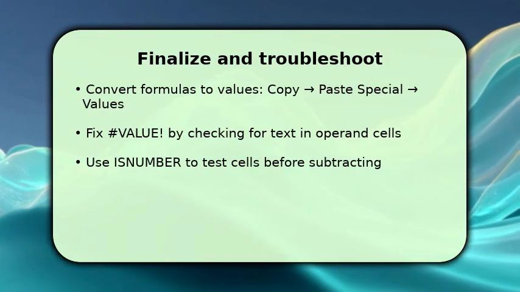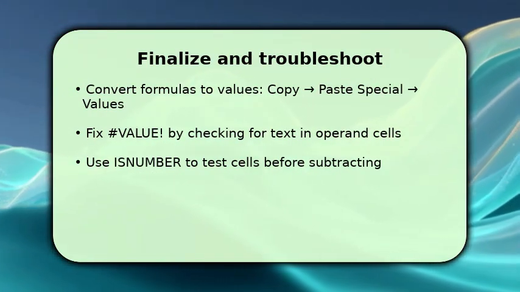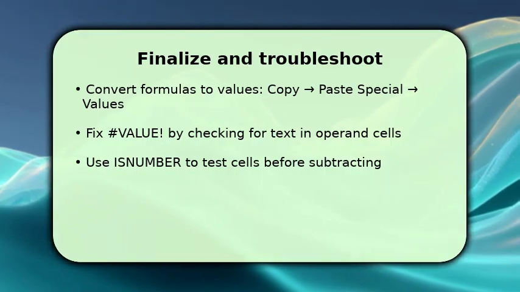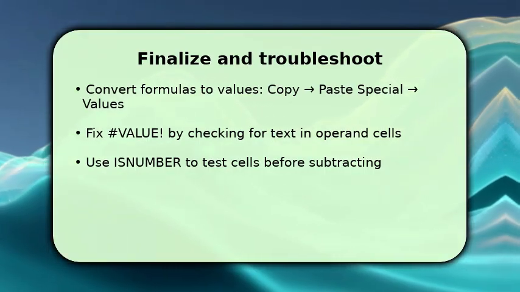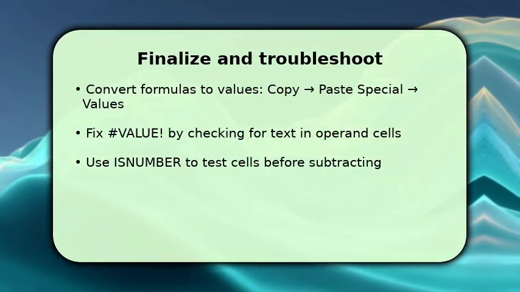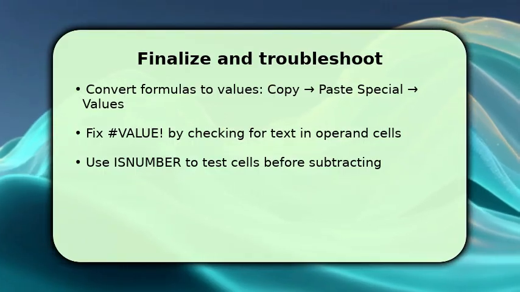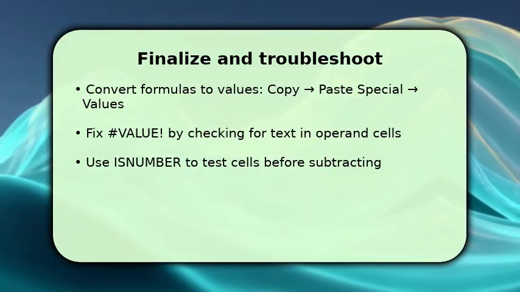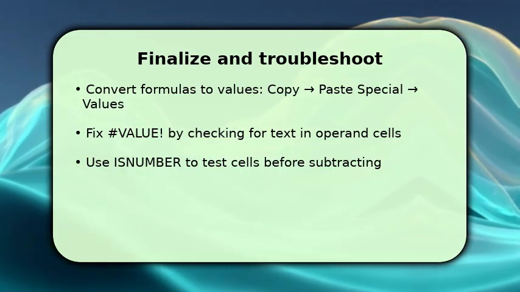Finish by cleaning results and handling errors. If you need static numbers, copy the result cells and paste special as values. If Excel shows hash value, inspect the offending cells. Often text or stray spaces are the culprit, so trim or convert text to numbers.